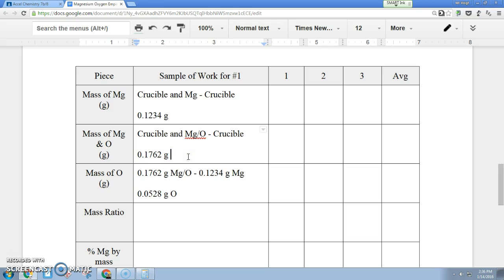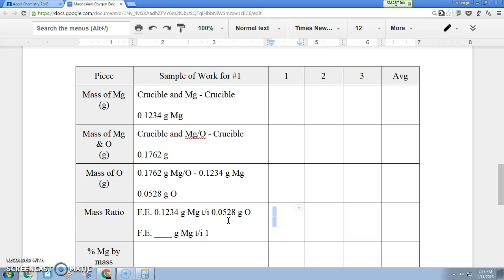Now, my mass ratio, I'm going to go back and label these a little more carefully. This is magnesium up at the top and oxygen down at the bottom. So my magnesium to oxygen ratio in mass is, for every 0.1234 grams of magnesium, there is 0.0528 grams of oxygen. But we want a more simplified ratio. So I can say for every blank grams of magnesium, there is, this is the smaller one, so it's usually easier to make this one be equal to 1.